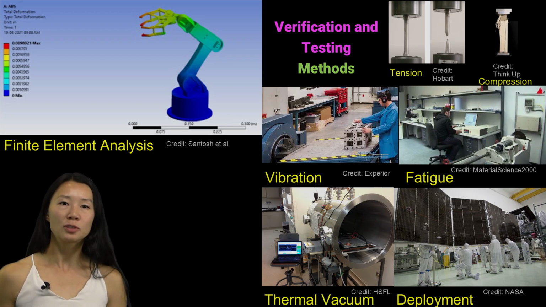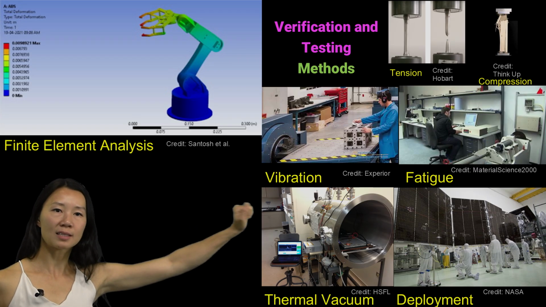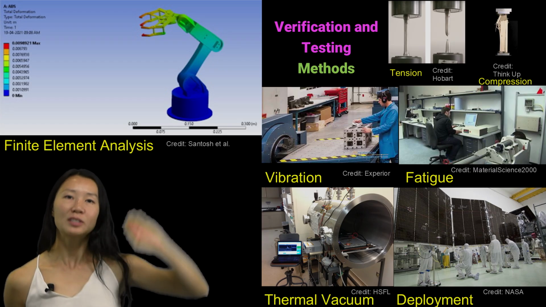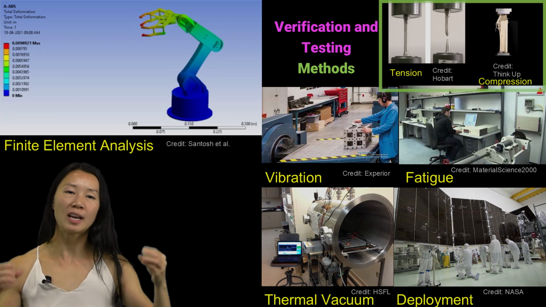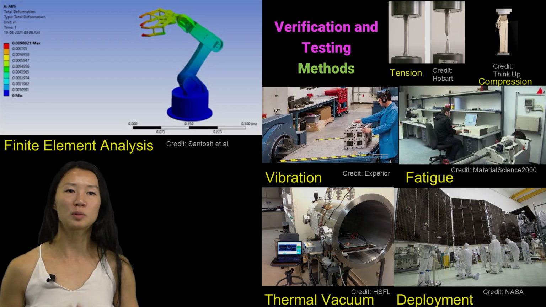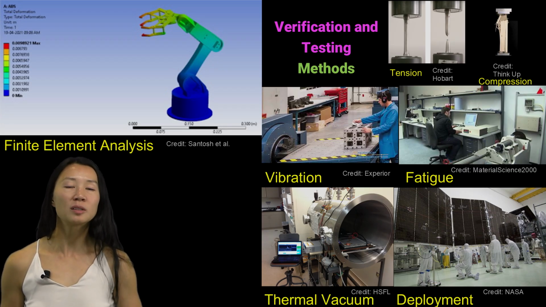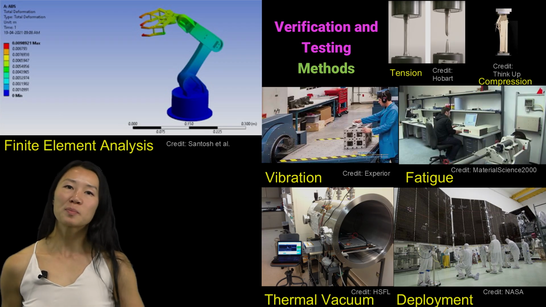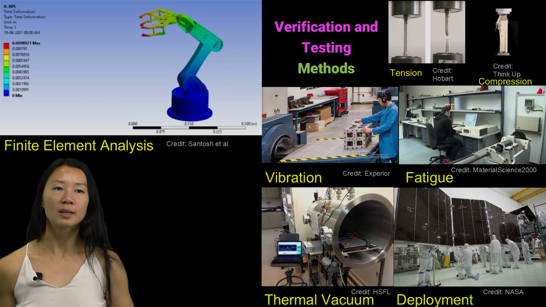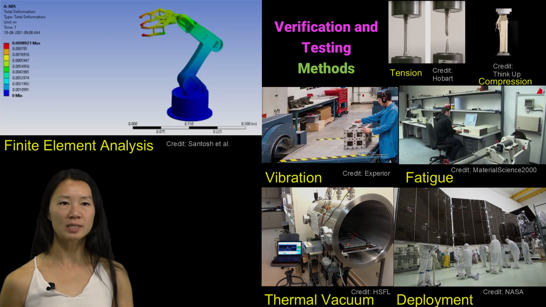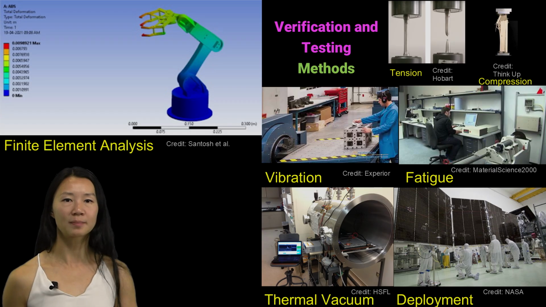Now let's move on to the images on the right side of the slide. These show how we verify our designs physically. The top images show tension and compression testing. We pull or push a sample until it yields or breaks. This verifies that the material performs as expected and gives us confidence in our strength margins. Next is vibration testing. Hardware is mounted to a shaker table where we simulate the launch environment. This helps us confirm that the structure can survive high-frequency collisions without resonance or failure.